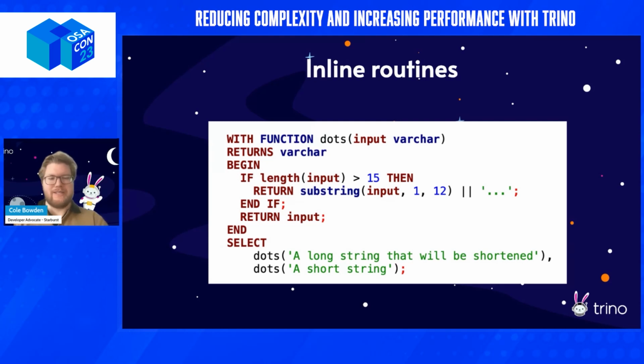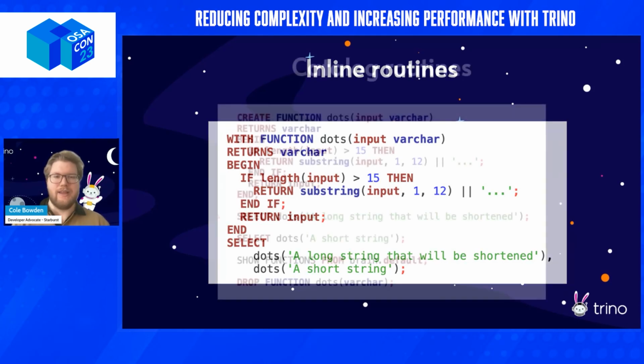So when we select dots of a long string that will be shortened with this inline routine, we get a long string dot, dot, dot. When we just call a short string, we end up returning a short string. It doesn't need to be truncated. So this is a pretty simple example of a SQL routine. We have a contest for submitting more sophisticated, useful SQL routines on the Trino website. So if you have ideas for how to define functions in SQL and you want to compete in that contest, you can do so. But this is inline. So this is part of your query.